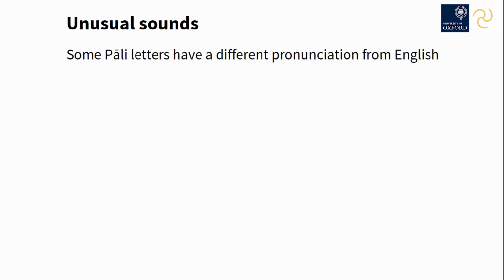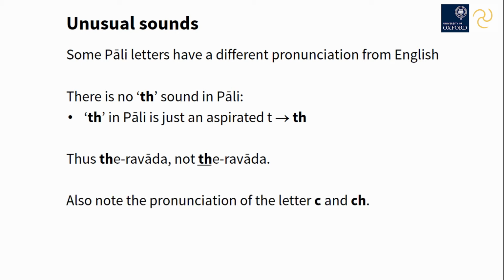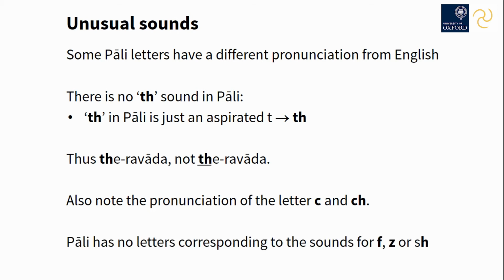Third, some Pali letters have a very different pronunciation from English. So there is no th sound in Pali. Pali, th, is a single letter pronounced t. This is found in the word Theravada, which is not to be pronounced Theravada. Also note the pronunciation of the letter ch and ch. Pali thus has no letters corresponding to the English letters F, Z, or the two letters sh.